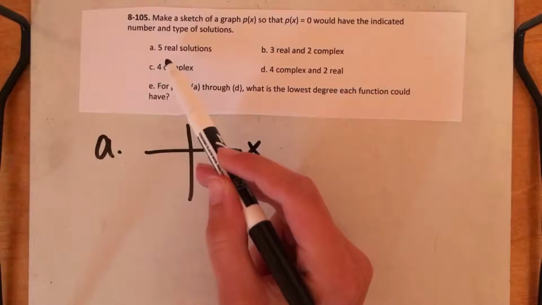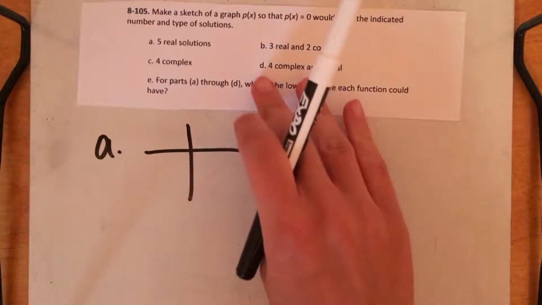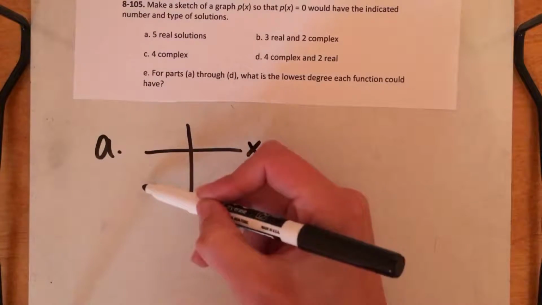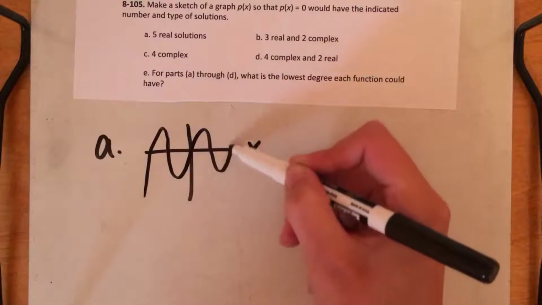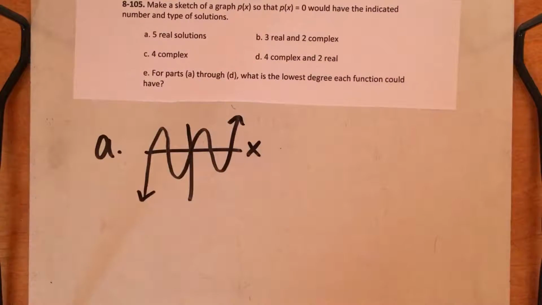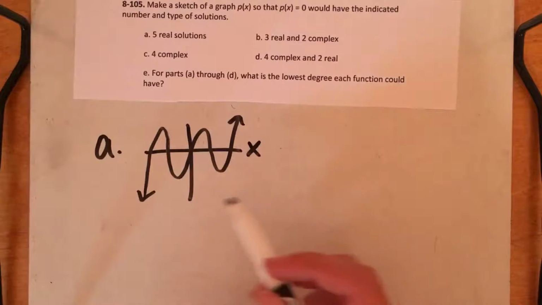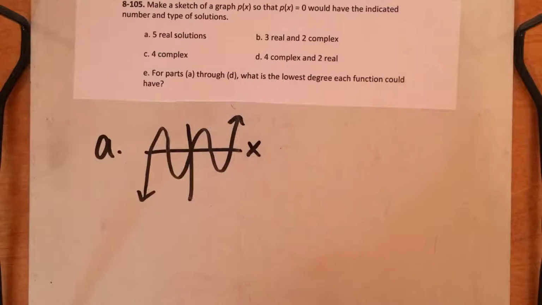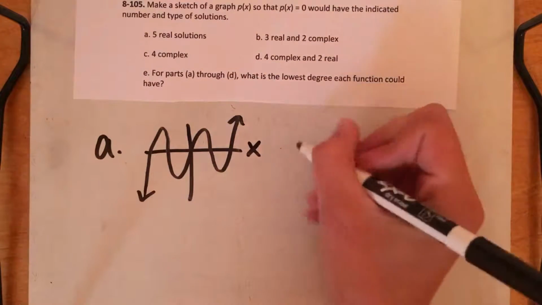We want 5 real, meaning it crosses 5 times. Scoot that up there. So I'm just going to go through 1, 2, 3, 4, 5, making sure it doesn't come back through and touch a sixth or seventh time. So that's our graph. That'll work for that. As long as yours crosses 5 times through this x-axis, that's good.